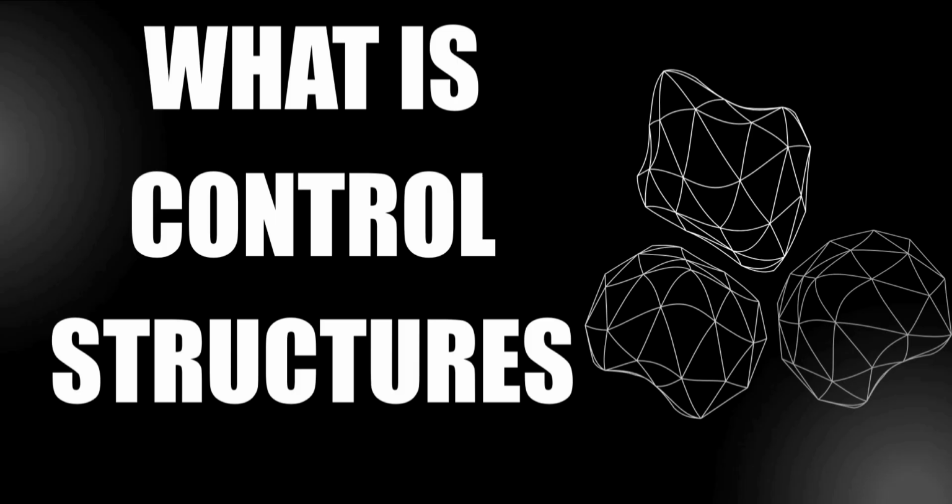Next, we move on to the types of control structures. There are three types. The first one is conditional statements. The next one is looping structures. The next one is jump statements. First, we move on to the conditionals.